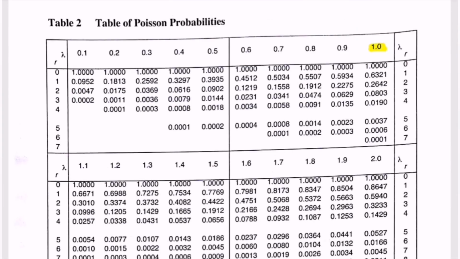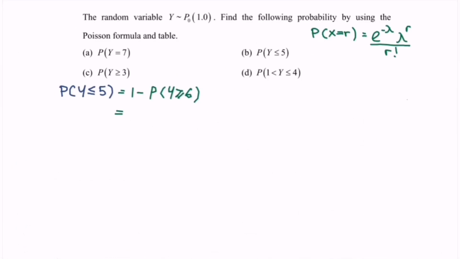So here we have the table of Poisson probability with lambda 1.0 and the value of y is equal to 6. So the value will be 0.0006. So where we have 1 minus 0.0006, the probability that y is less than or equal to 5 will be equal to 0.9994. So that will be the answer for B.